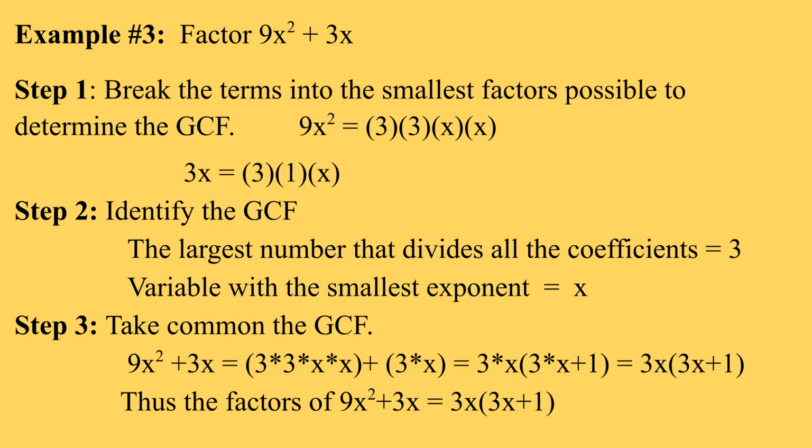For example 3, we factor 9x squared plus 3x. First of all, we break the terms into smallest factors, as we write 9x squared as 3 times 3 times x times x, and we write 3x as 3 times 1 times x. The GCF for the coefficients is 3, and the GCF for the variables is x. Factoring out 3x leaves us with 3x plus 1. Thus, the factors are 3x times 3x plus 1.